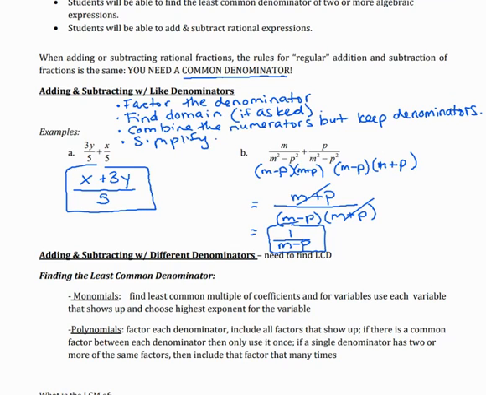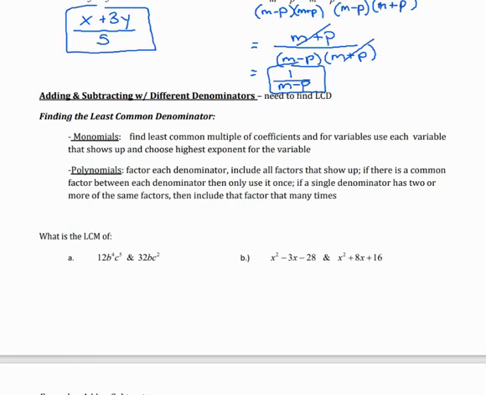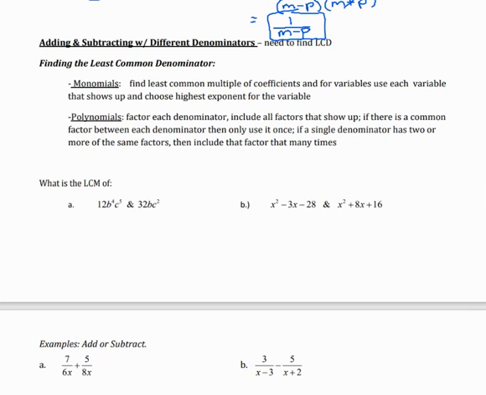Okay, so that's how we add and subtract with common denominators. What happens if they're not common denominators? If they're not common denominators, we need to find a common denominator. And ideally, you want the LCD, the least common denominator. If you choose something larger, you'll have more simplifying to do. So there's two scenarios. We either have monomials as our denominator or polynomials. If we have monomials, we find the least common multiple of the coefficients. So if we have 7 and 14, 14 would be our common denominator there.